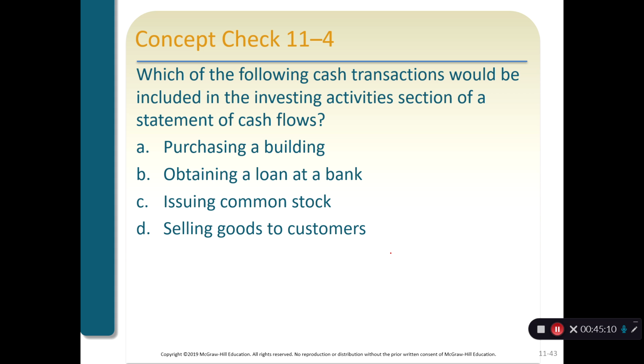Which of the following cash transactions would be included in the investing activity section of the statement of cash flow? Purchasing a building, absolutely. Obtaining a loan at the bank is financing, right? Because you are getting money from a bank. I say anything related to banks and investors is financing activity. Issuing common stock is financing activity. Selling goods is operating activity, right? Okay, very good.